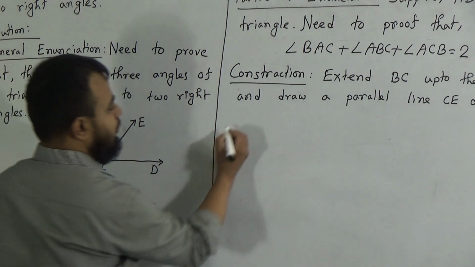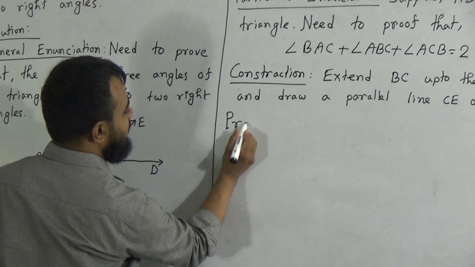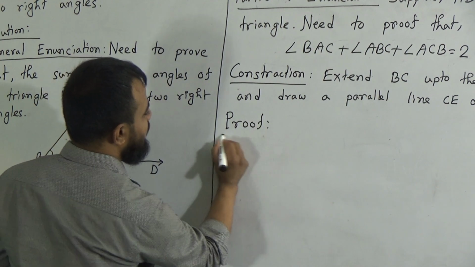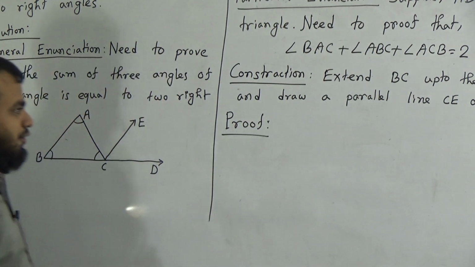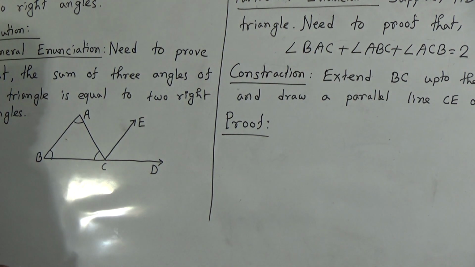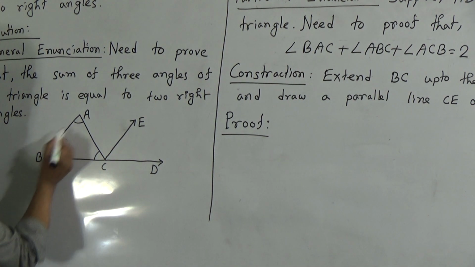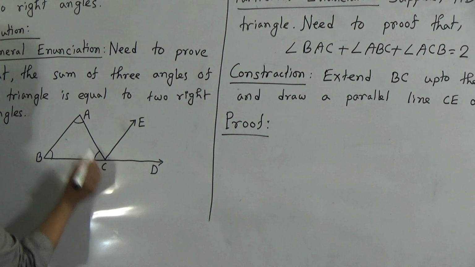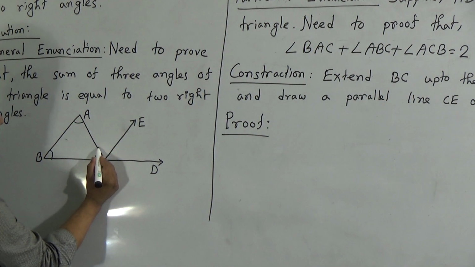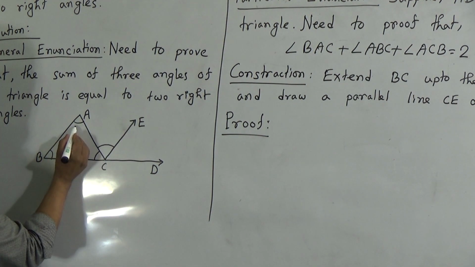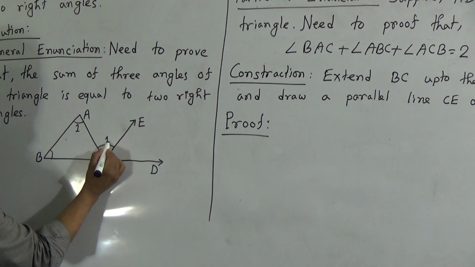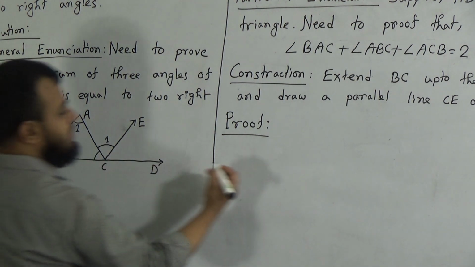Now we will prove this one. The proof is so easy, my dear students. It's so easy. Now look, first of all we will show that the angle A, that means angle BAC, is equal to angle ACE. How can we show that? Look, suppose this is angle 1, this is also angle 1. How can we show that these two angles are equal?